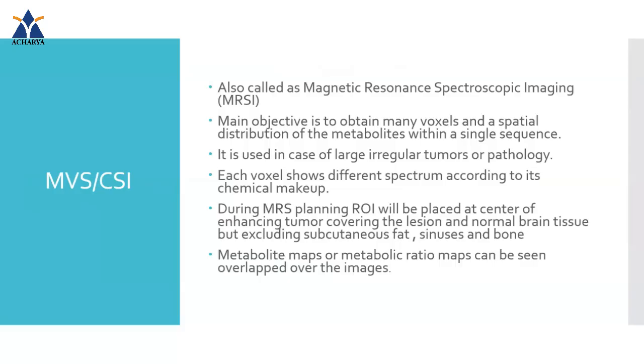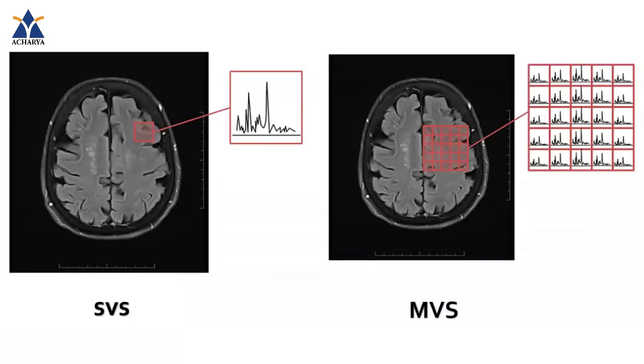So it is used in case of large and irregular tumors or any unknown pathology. Each voxel shows a different spectrum according to its chemical makeup, like this. So this is single voxel spectroscopy, where we put one voxel and we get a single spectrum.